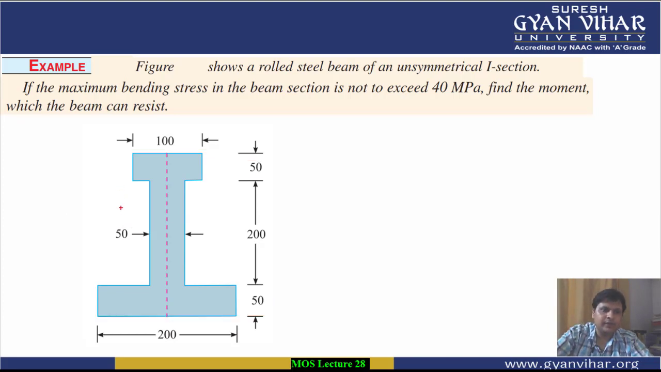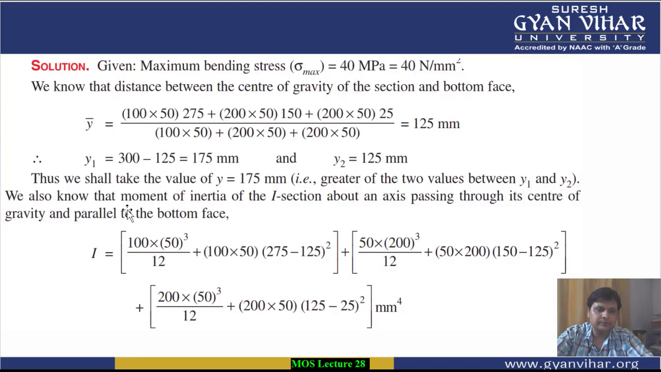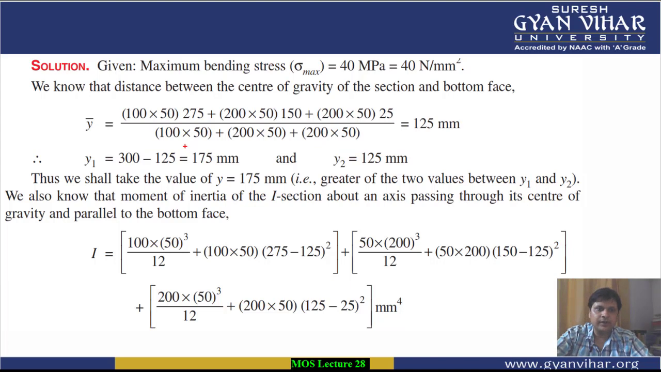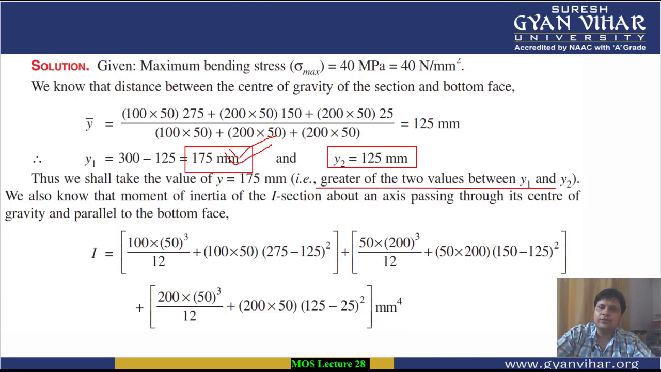So how much will it be? This you can calculate. Here, student, Y bar is 125. Again, 300 minus 125 will give the value of the distance of the topmost fiber from the neutral axis. Now we shall take the values 175 mm and 125 mm. Comparing these two values, we can see that this one is the greater one, and we have to take the greater one. The greater of the two values is considered as the y in the bending stress formula.